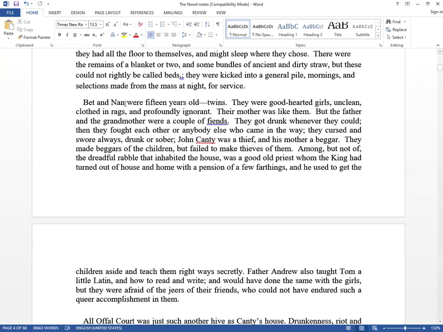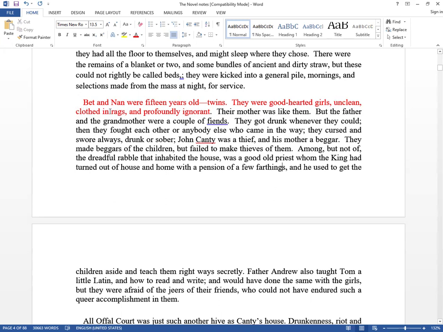Right. Beth and Nan were 15 years old. Now, you know, Beth and Nan, Tom's two sisters, are twins. They were good-hearted, underline. These are the common qualities of these two girls and their mother. Fifteen years old, they were good-hearted girls. Physically, they are unclean, but inwardly, they are clean.